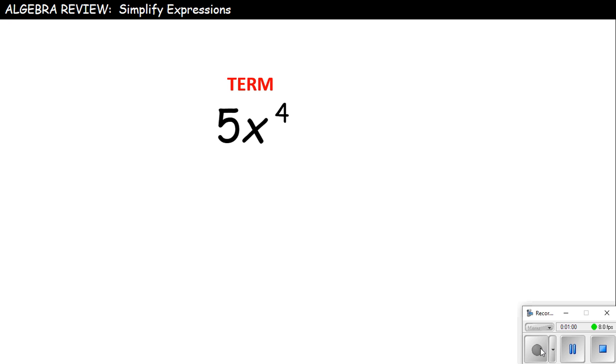Before we can simplify, there's a few vocabulary words that come up in Algebra 1 that we're going to use a lot in the next few minutes here. So we're going to do a fast review. And the first one is a term. A term is just a combination of letters and numbers being multiplied together. A term is broken up into parts. We have the coefficient, the base, and the exponent.